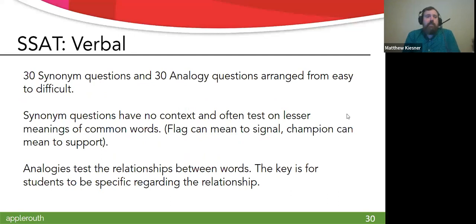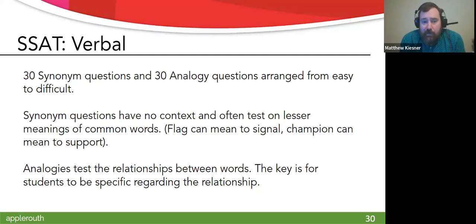And then there's a verbal section. It starts off with 30 synonym questions, going easy to hard, and then 30 analogy questions, easy to hard. Synonyms are just a word without any context. A lot of times they may use a common word, but a lesser meaning. Like the word flag, you might think banner or pennant, but the word could be signal, because you're using it as a verb, that kind of thing.